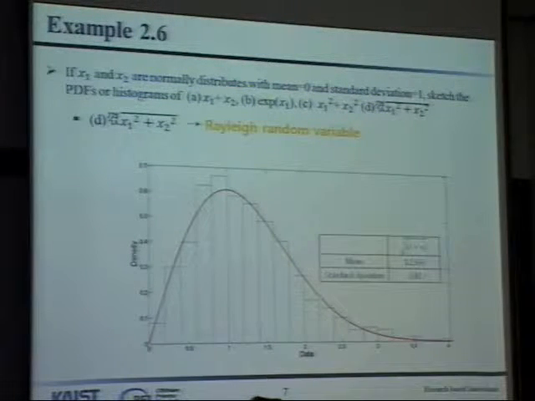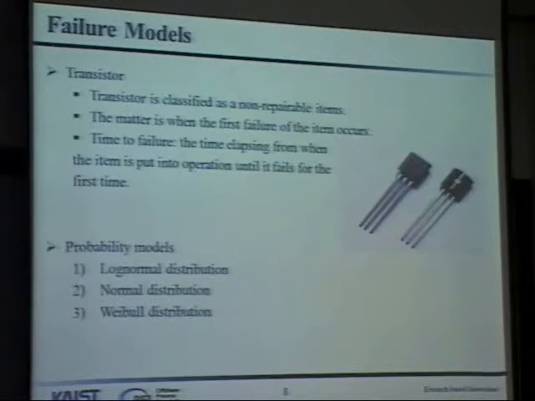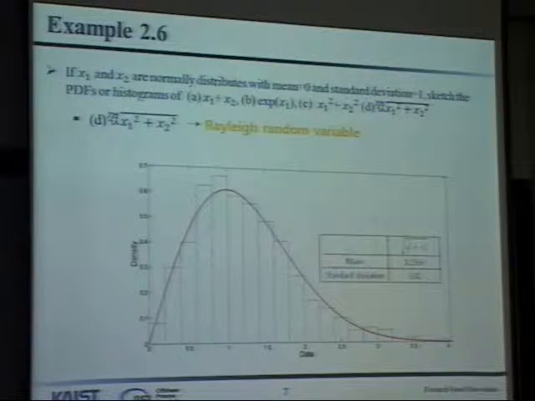And when we take x1 squared plus x2 squared and take the root, it becomes a Rayleigh random variable with the mean of 1.2366 and standard deviation of 0.42. We briefly just talked about the combination of random variables x1, x2, which is a normal random variable. Now we are going to talk about the failure model.